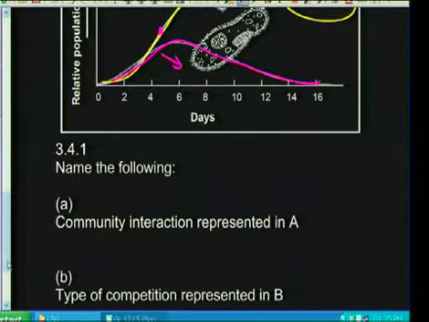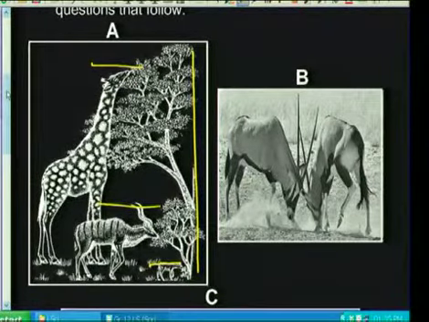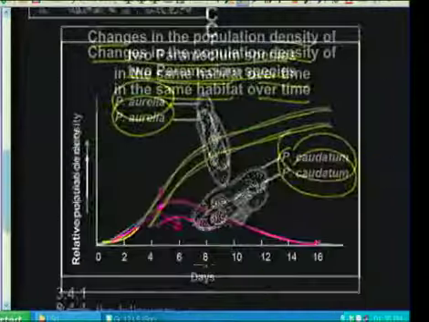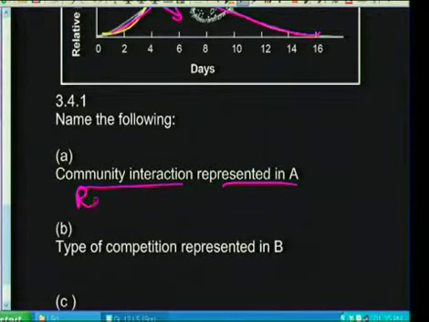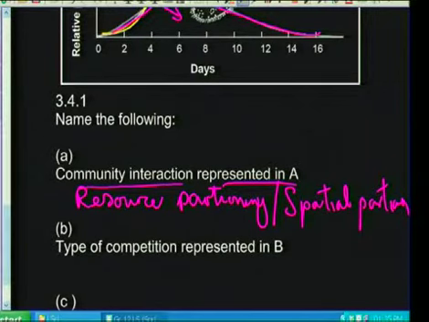Name the following: the community interaction represented in A. When we look at this interaction, guys, we see that these organisms are sharing resources. So we clearly see organisms sharing resources between them, and we refer to this as resource partitioning. So we would refer to that as resource partitioning, or they're occupying different spaces, or spatial partitioning. Okay, let's look at the next question.